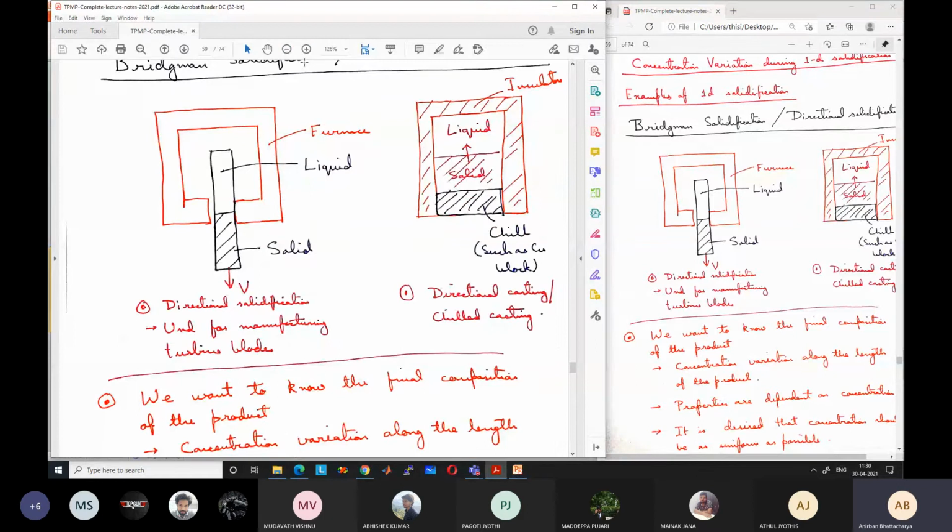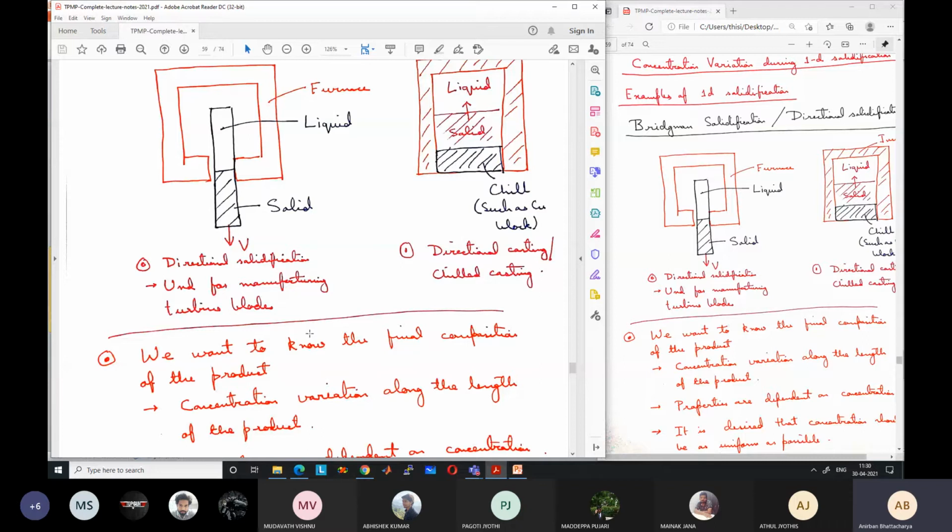So what do we want to know? We want to know the final composition of the product. Final composition means the concentration variation from one side to the other. Say, for simplification, we are considering a binary alloy instead of a super alloy. Binary alloy means there is a certain initial composition, say 80% nickel, 20% some other material.